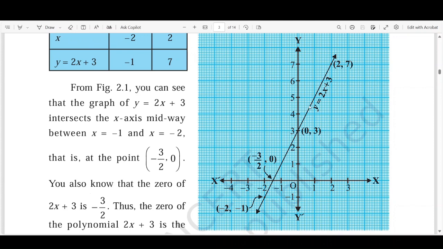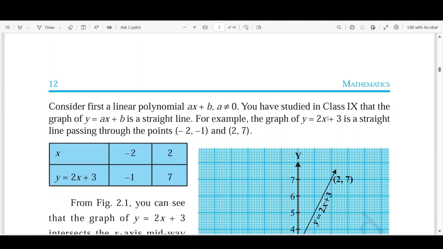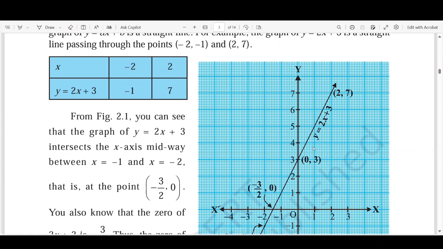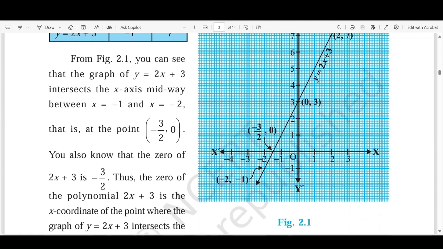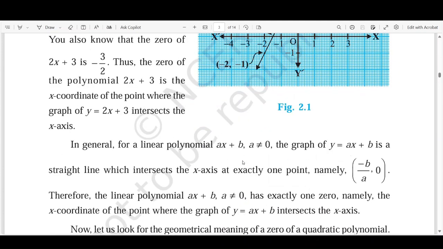In order to draw the graphical representation of a linear polynomial, we have to estimate at least 2 points which lie on this straight line. You can randomly pick any 2 values for x and correspondingly determine the y values, and using those 2 points you can draw the straight line. Then you can identify the point of intersection of the straight line on the x-axis, and that corresponding x value will give you the zero of that linear polynomial.